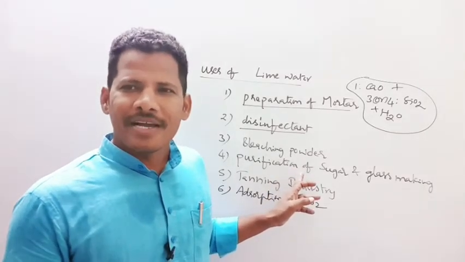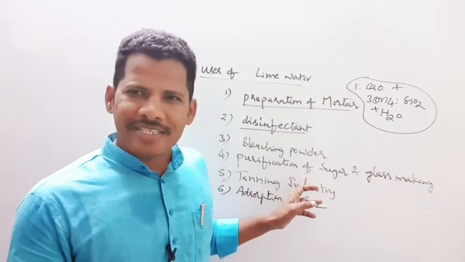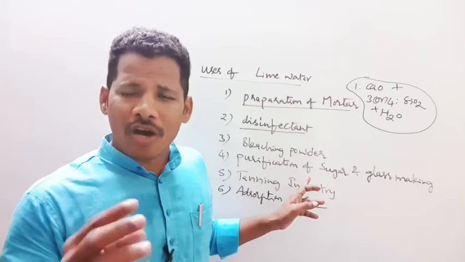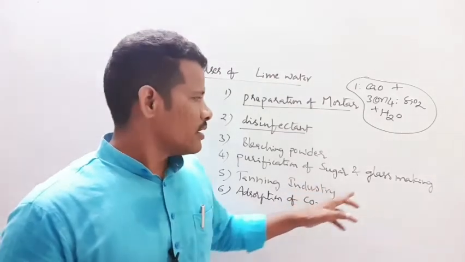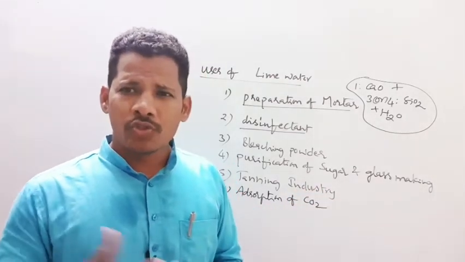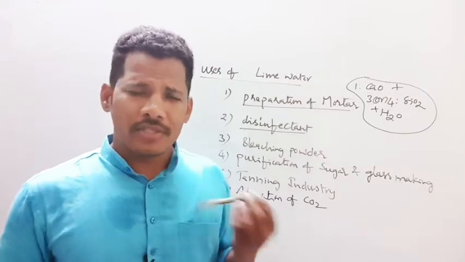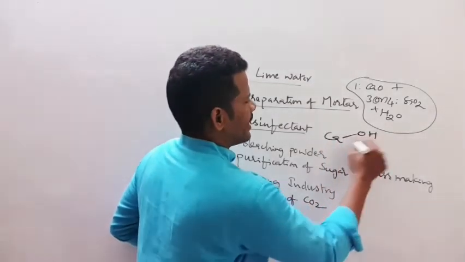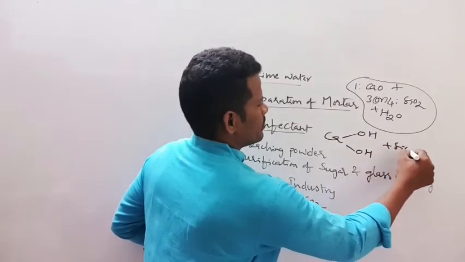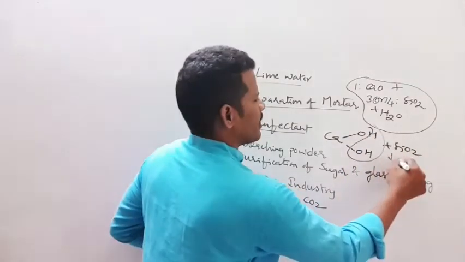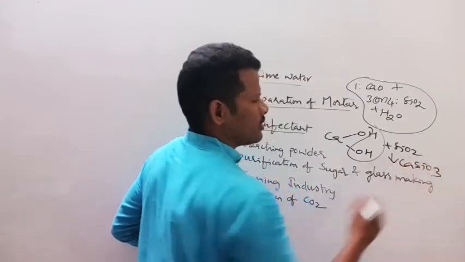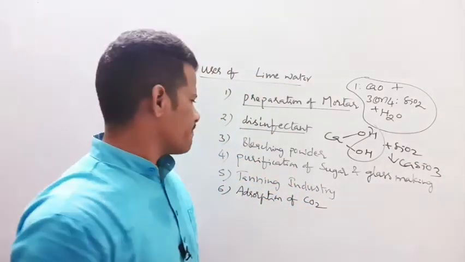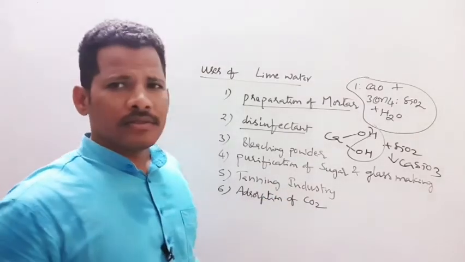Sugars are nothing but carbohydrates, which are carbon containing compounds, and carbon containing compounds are oxidized to carbon dioxide. And glass making: we know that calcium hydroxide reacts with silica, and after removal of a water molecule we get CaSiO3, calcium silicate. This calcium silicate is used in glass making and the tanning industry.